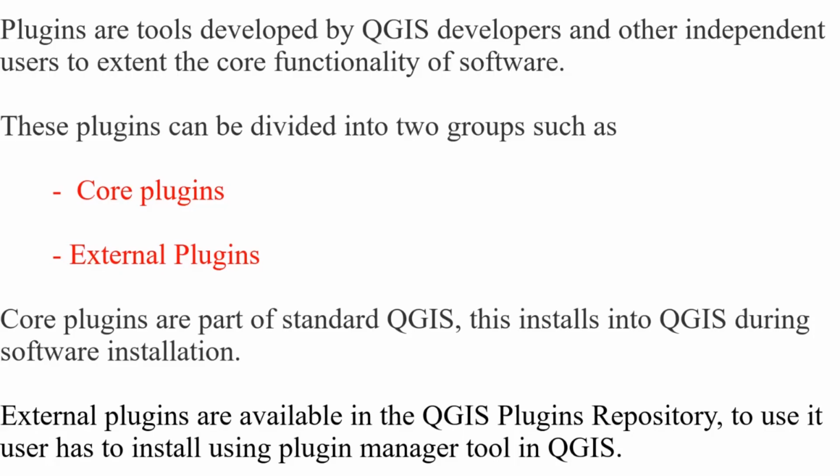Plugins are tools developed by QGIS developers and other independent users to extend the core functionality of the software. These plugins can be divided into two groups: core plugins and external plugins. Core plugins are part of standard QGIS. They are installed when we install the QGIS software on our computer. The external plugins are available in the QGIS plugins repository. To use them, the user has to install them.